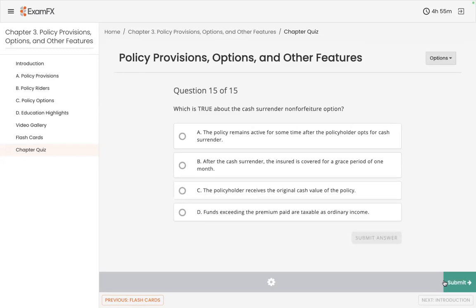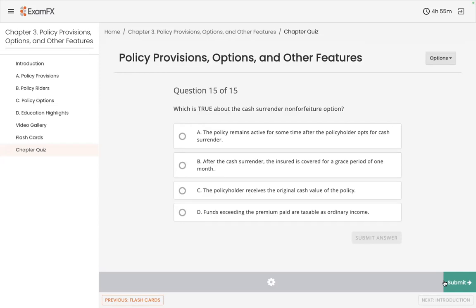Which is true about the cash surrender non-forfeiture option? A. Policy remains active for some time after the policyholder opts for cash surrender. B. After the cash surrender, the insured is covered for a grace period of 1 month. C. Policyholder receives the original cash value of the policy. D. The funds exceeding the premiums paid are taxable as ordinary income.